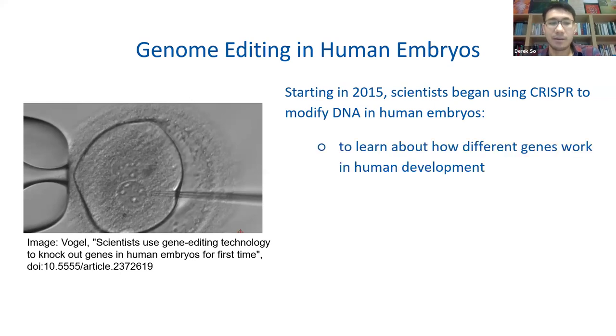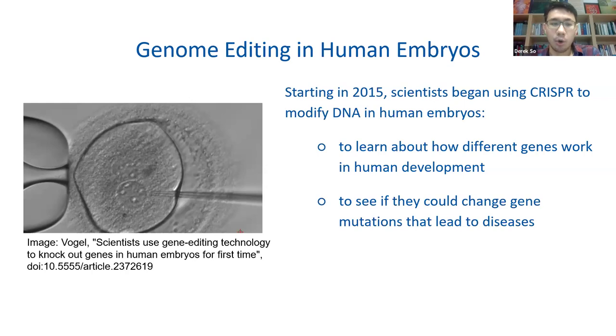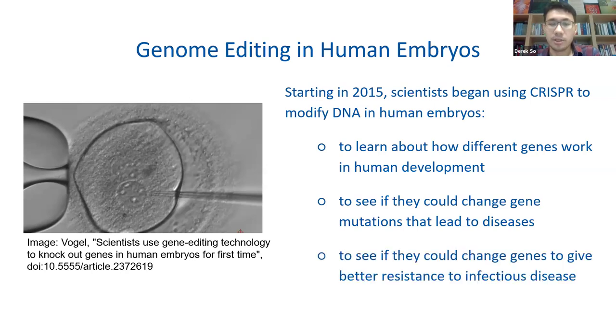These experiments uncovered a number of safety risks caused by CRISPR cutting DNA in the wrong place, making the wrong kind of change, or changing DNA in some of the embryo cells, but not in others. Scientists have also been developing new forms of CRISPR that hopefully try and reduce these errors.